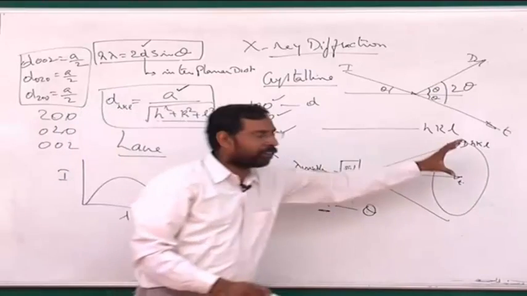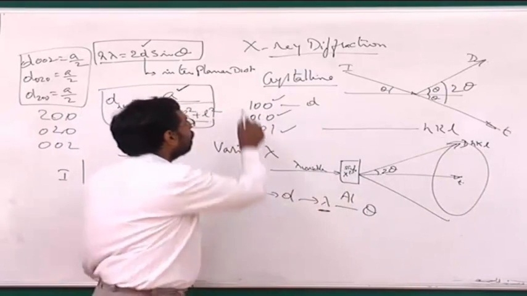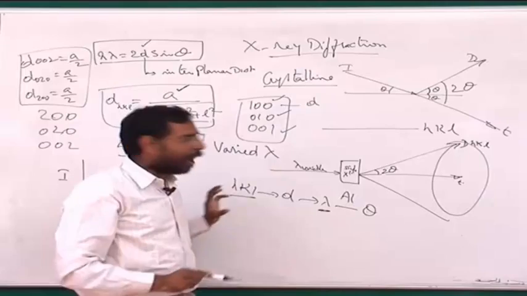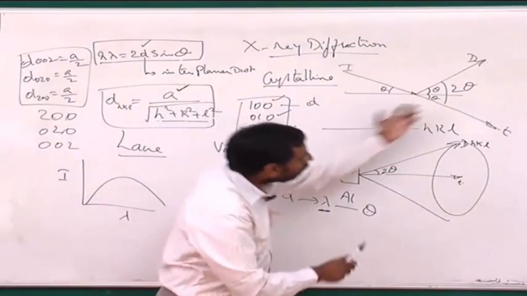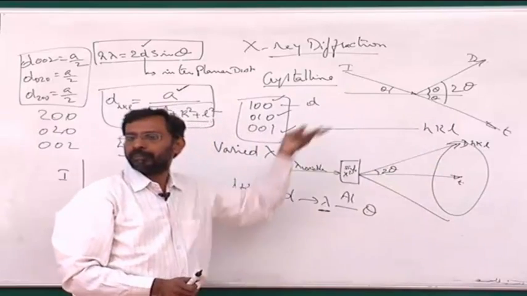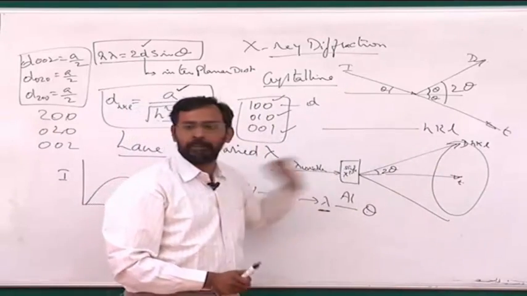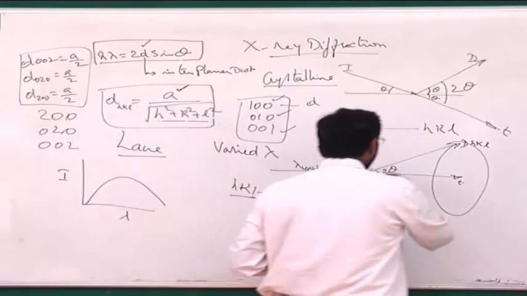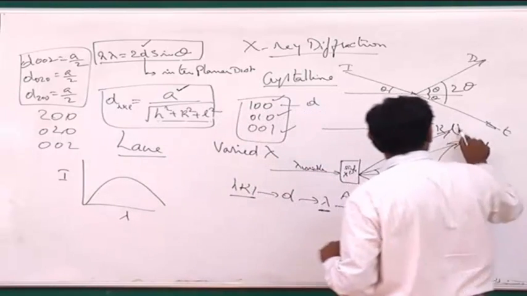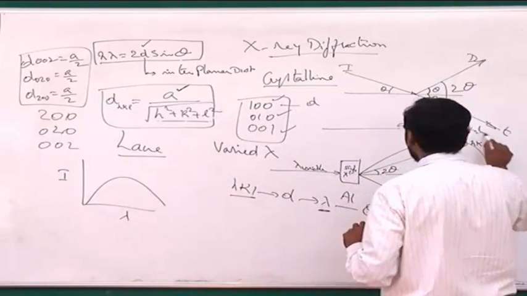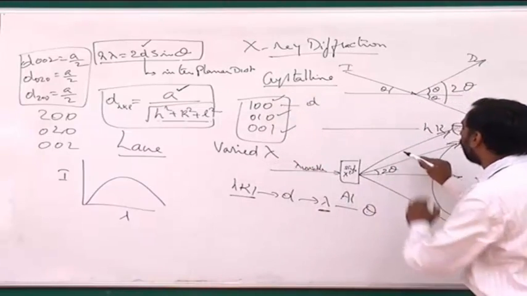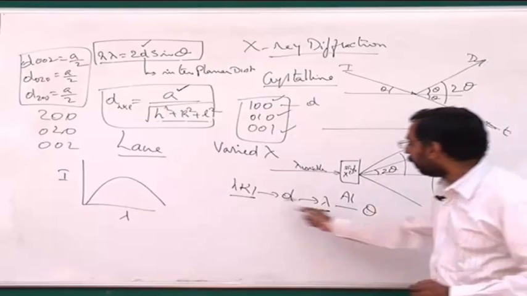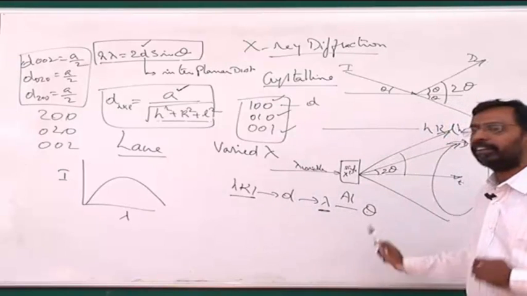This cone of X-rays has the same family, all of them. So one family of planes will have all their beams going on the surface of this cone, and they will all have the same angle. Now if I choose some other plane, H2K2L2, let us say, which is different from this family, it will have a different angle, a different 2 theta. Because the D will be different, as a result theta will be different.